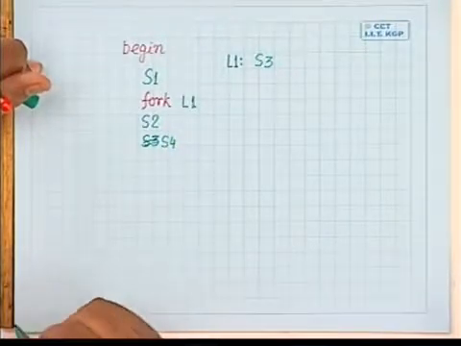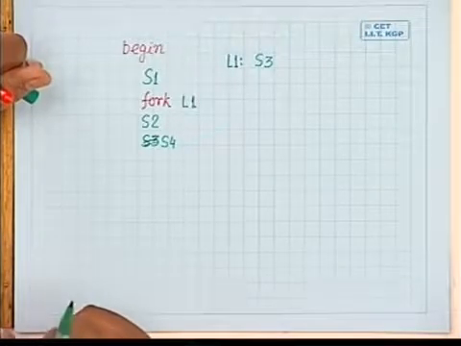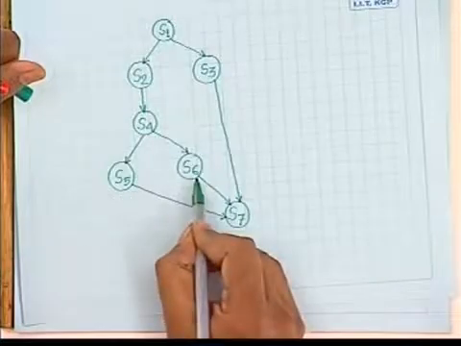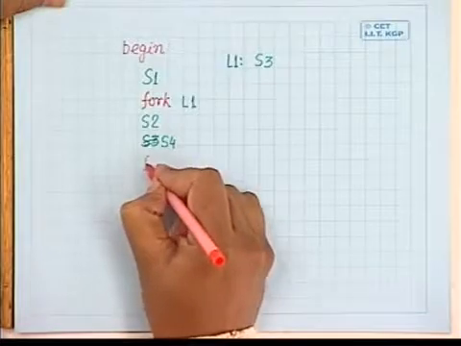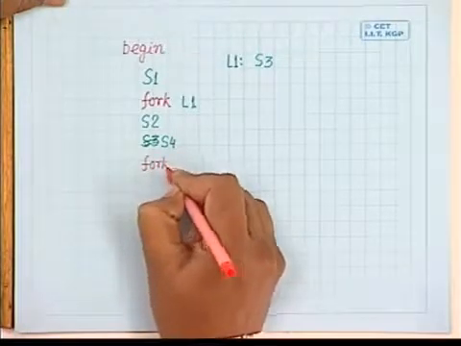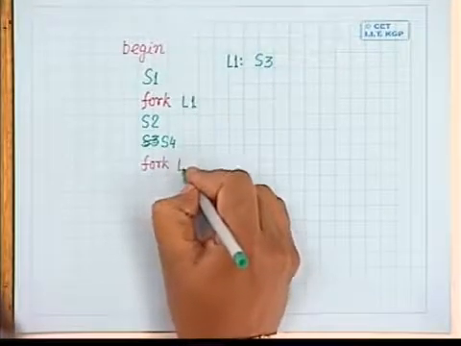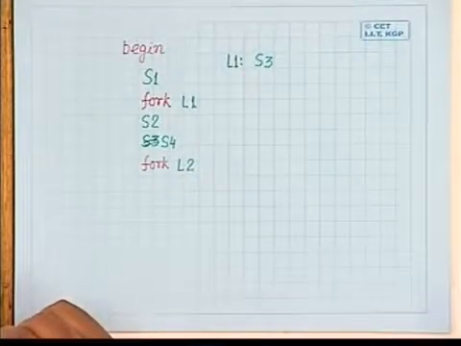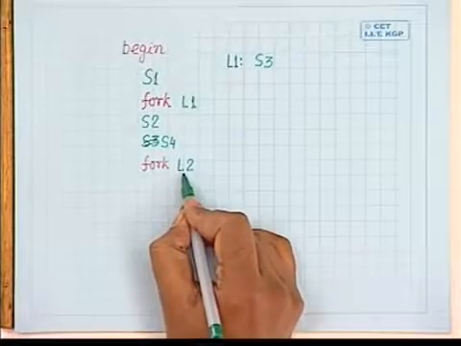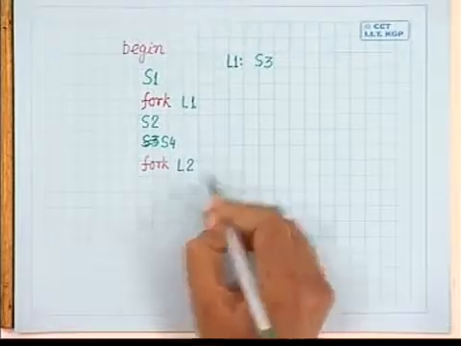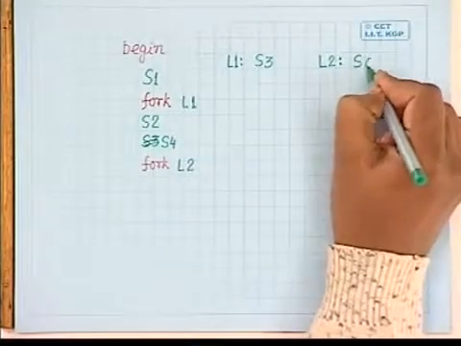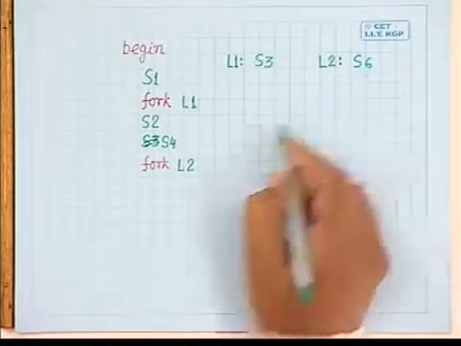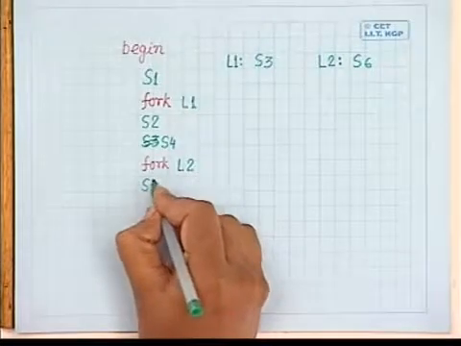After S4, again I can have two processes. One process will execute S5, the other process will execute S6. So again, I have to make use of a fork statement with a label. So I'll put another fork statement, fork L2. So again, it creates two processes. One process starts execution at label L2. The other process continues with the statement following this fork statement. So I have label L2, and let me put the statement S6. It may be either S5 or S6, that does not matter. So let me put S6 here and S5 to be executed by the same process.